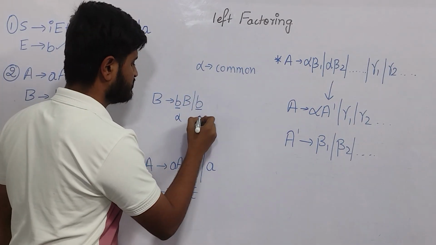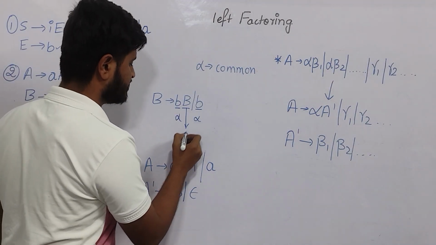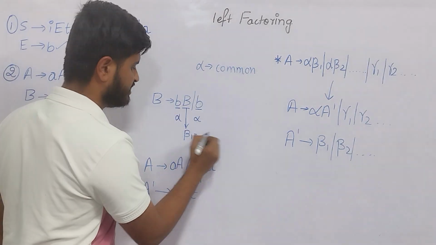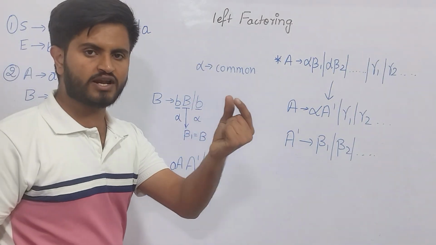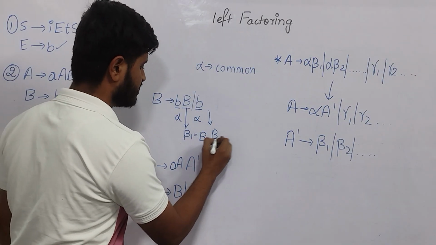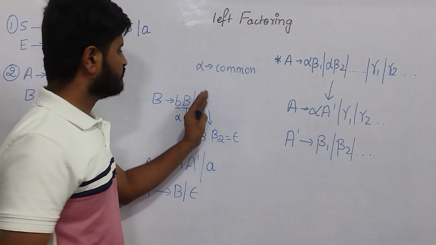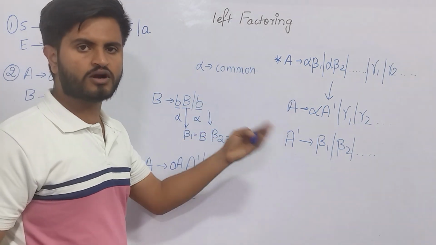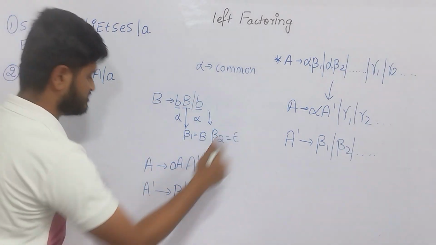So you can assign small letter b as alpha, and here capital letter B will act as beta 1. So beta 1 will be equal to capital letter B. Here the complete small letter b is used as the alpha value. No beta value is left, so you can assign beta 2 equal to epsilon. Further, no projections are there, so a gamma value is not there in these projections. So write it in this format.